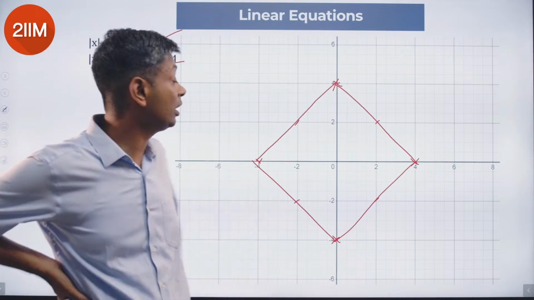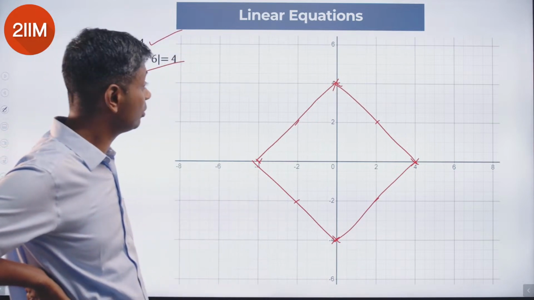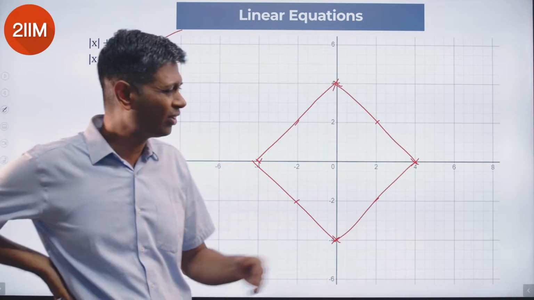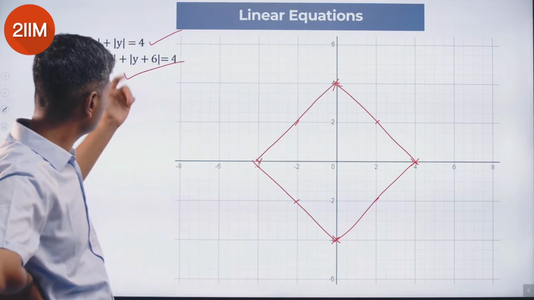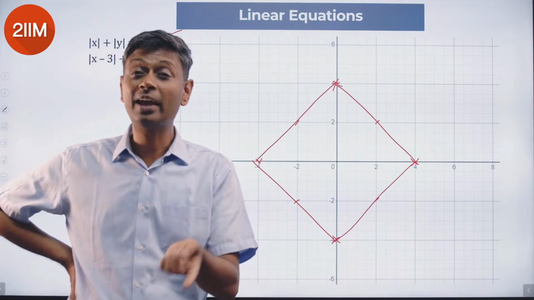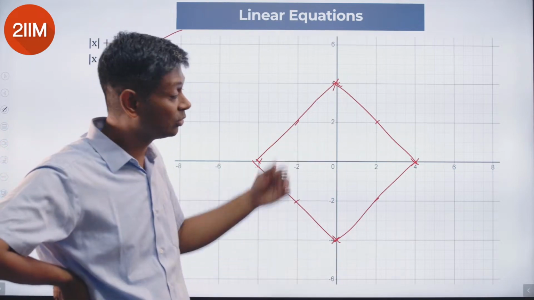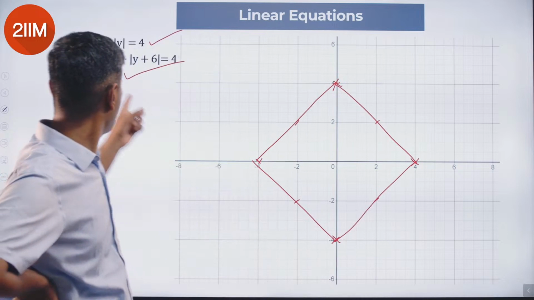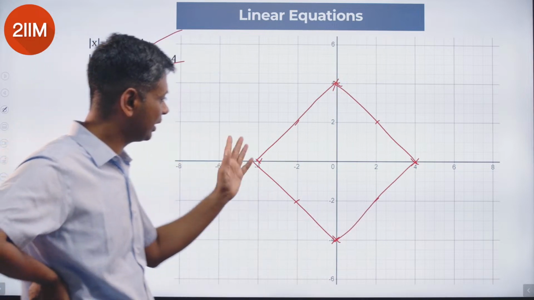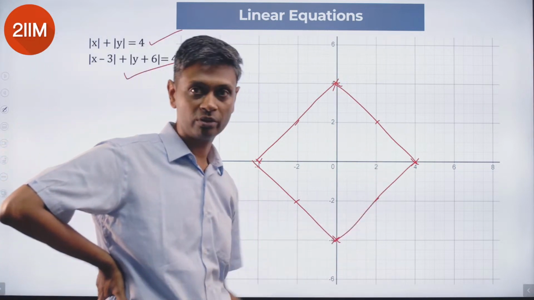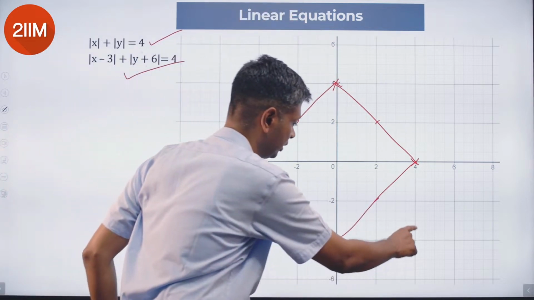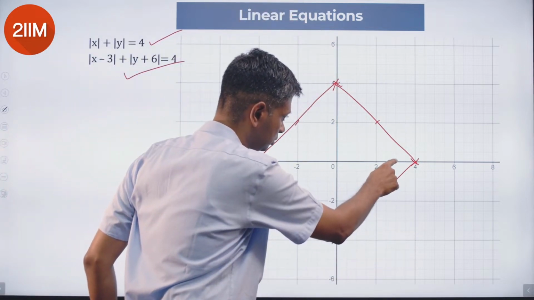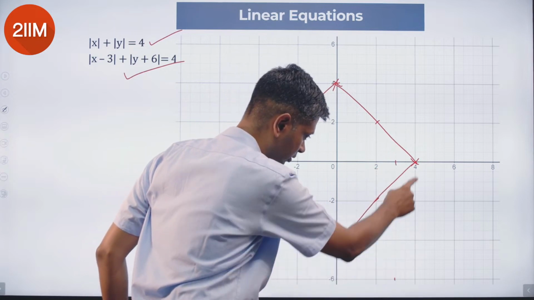Modulus of x minus 3 plus modulus of y plus 6 is equal to 4. Now I've drawn all this. Then I should say modulus of x minus 3 plus modulus of y plus 6 is equal to 4. What is the area enclosed by that curve? The same as this. Why? What I'm doing, modulus of x minus 3, shift this whole thing to the right by 3 units. Modulus of y plus 6, shift it down by 6 units. It's going to be some curve here. Centered around 3, minus 6.